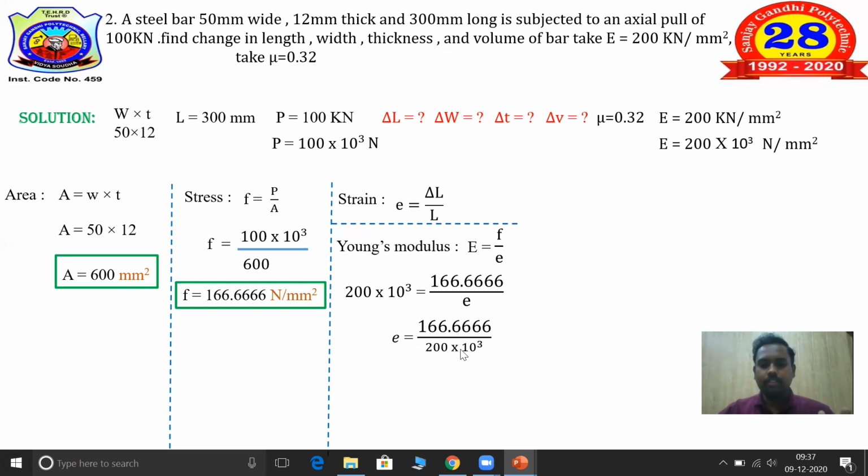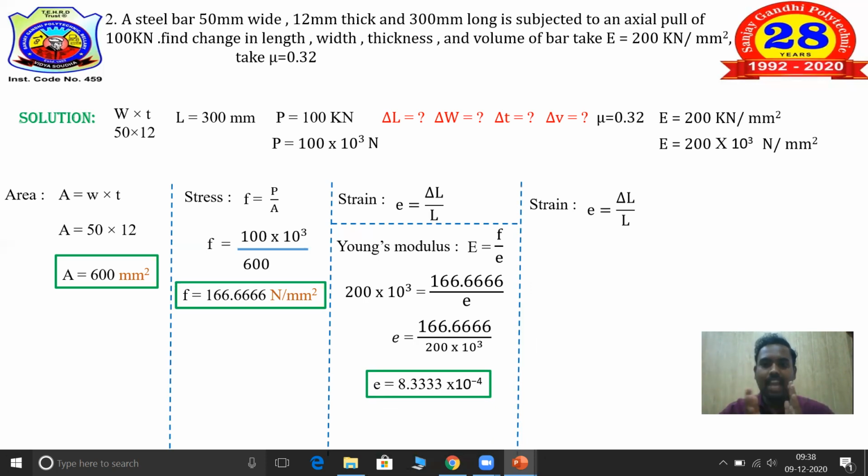Okay, with the help of a calculator, I'll get the value of E, that is 8.33 × 10 power minus 4. It has no units. Once I'm done with Young's modulus, instead of going to the next step, I'll come back to the previous formula where I couldn't solve it. So I'll come back to the strain formula. Once again, I'll write the strain formula. Strain E equals delta L by L.